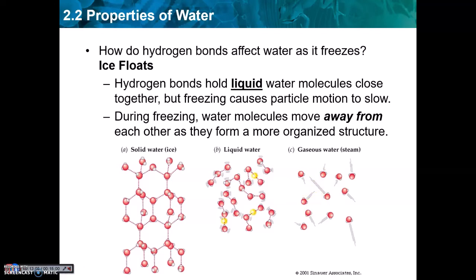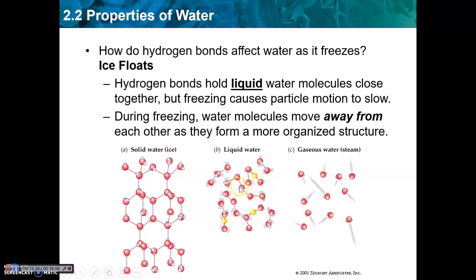The higher the temperature, the more molecular motion there is. So in this case, the water molecules are moving so quickly that they really don't have an opportunity to form hydrogen bonds with each other. So they're going to be really spread out.